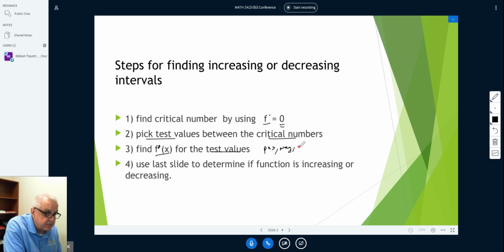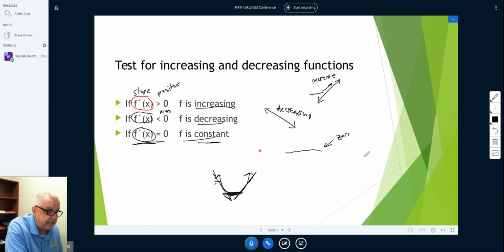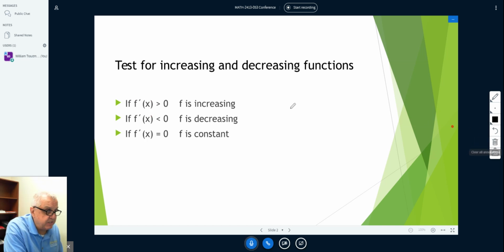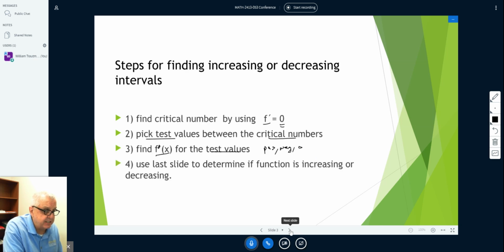And then use the last slide, and it says the last slide, but I really meant the previous slide, to determine this. If the slope is positive, the function is increasing. If the slope is negative, the function is decreasing. So use that slide to determine that.